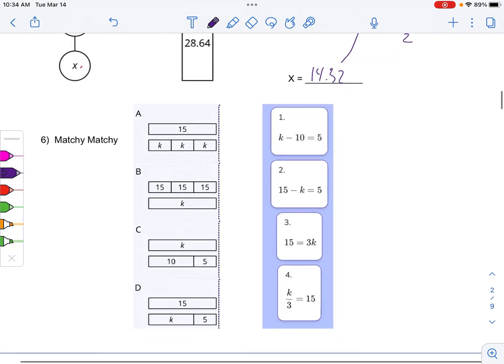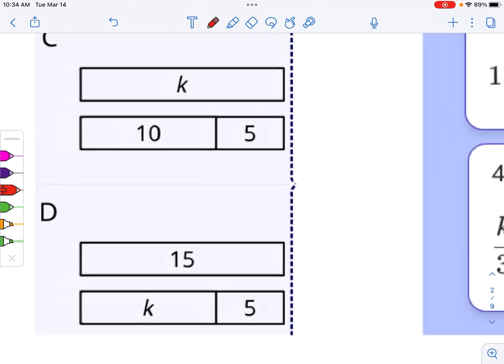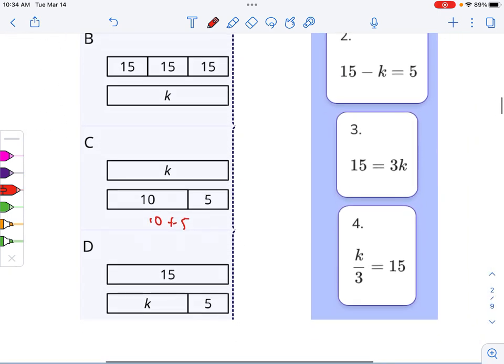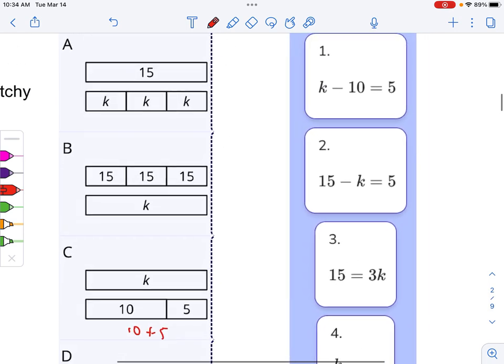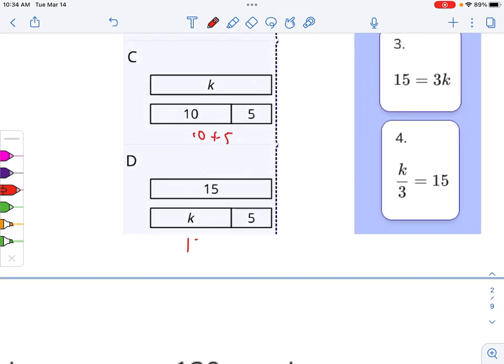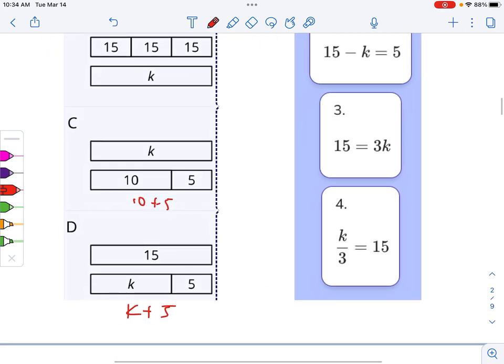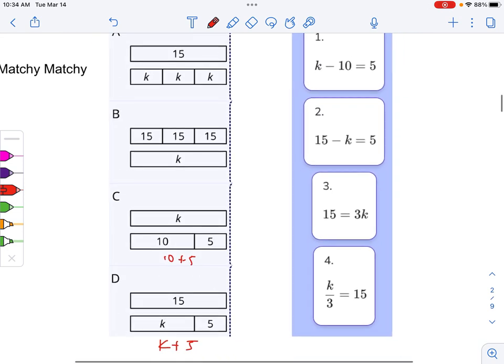A little matchy-matchy here. All right, so in this one we have, let's see. I'm going to do my adding and subtracting ones first. That's this one. So this guy right here, this one looks like a 10 plus 5. And do I have a 10 plus 5 anywhere over here? I do not have any 10 plus 5s. How about this one? I have a K plus 5. Do I have that anywhere? I don't have that anywhere. So with addition, the friend is also subtraction, which I do see. So let's see which one goes with which.